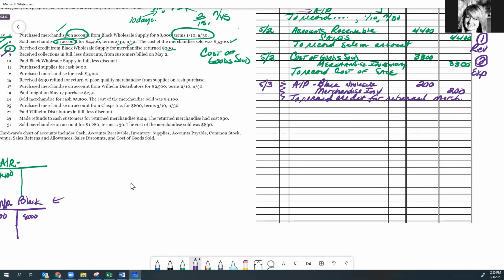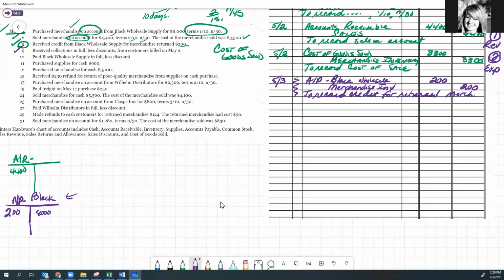So let me move this over here. And I just need to move this over a little bit. Where's my mouse? Come on. There we go. All right.